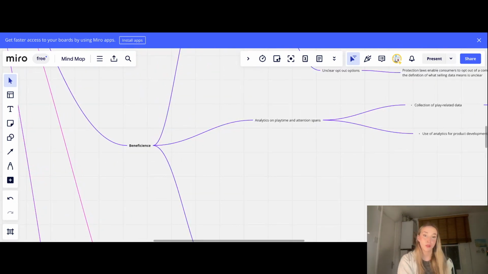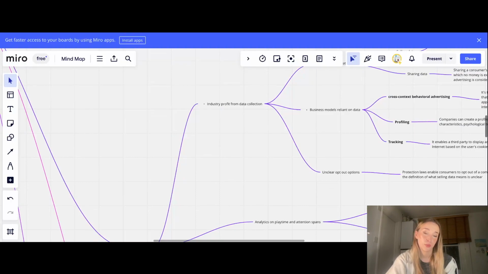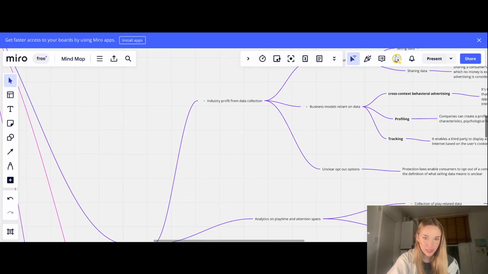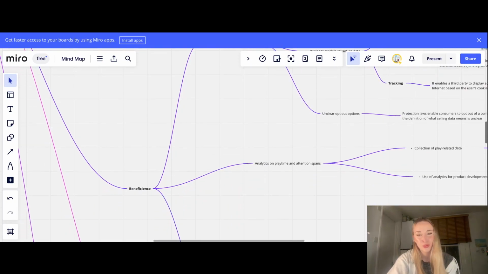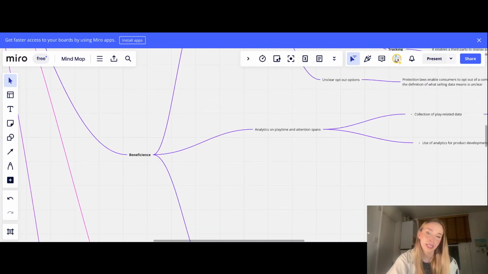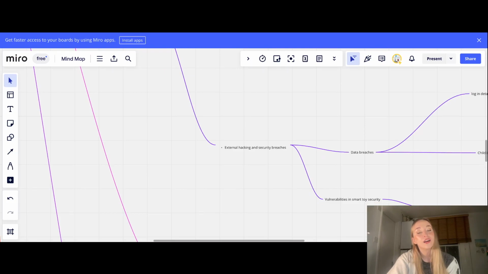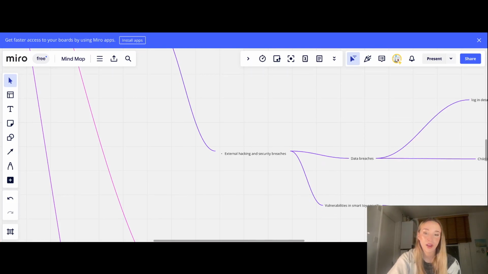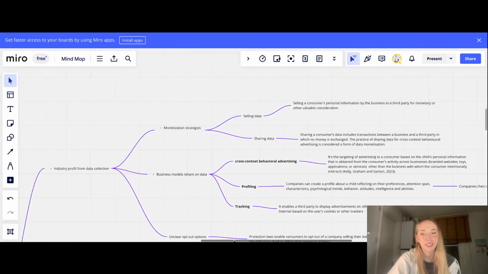So, one of the main branches of what I'm going to talk about is beneficence. Who benefits from smart toys and data collection and children given their data? So we're going to talk about the industry, how the industry profits from data collection. We're also going to talk about analytics on playtime and attention spans briefly. And lastly, we're going to talk about external hacking and security breaches and look into some case studies, as I said earlier, in the case of Mattel and VTech.